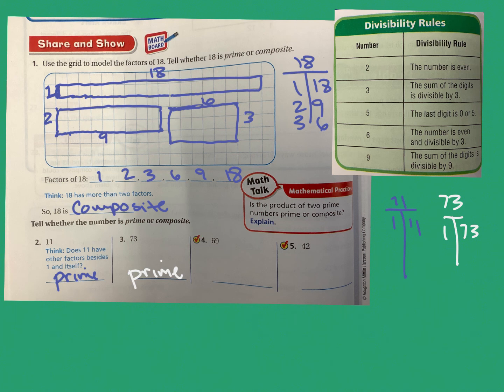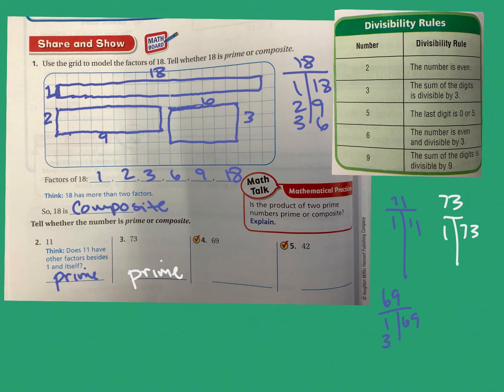Let's take a look at 69. What are my factors for 69? Okay, well, I know 1 times 69 for sure. It is not even, so 2 won't divide into it. Let's check the 3 rule. The sum of the digits is divisible by 3. 6 plus 9 is 15. Oh, 3 times 5 is 15, so 15 is divisible by 3, so that means 69 is divisible by 3.